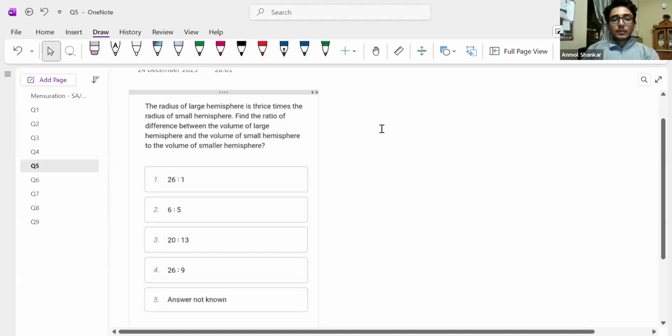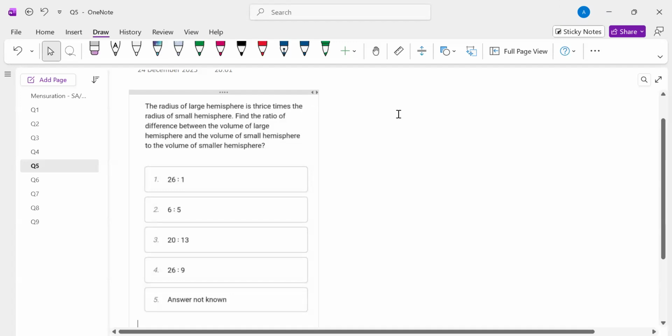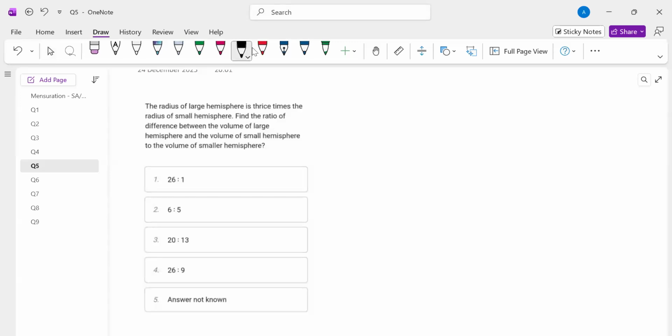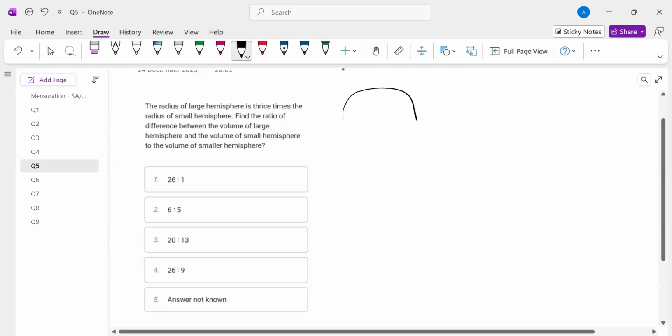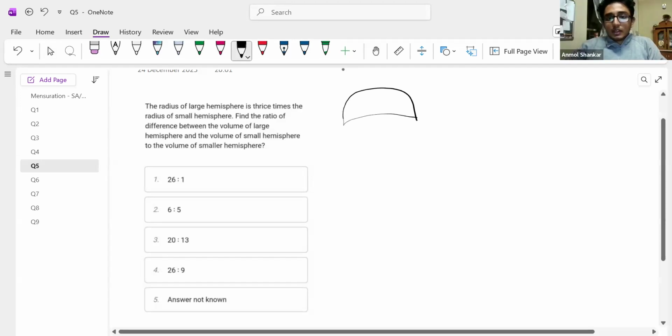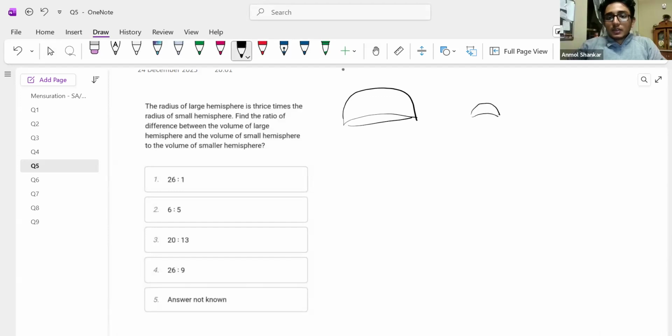Okay, so can someone read the question? This is the relatively easier question, will take less time. Tell me, Paradesh. Yes, the radius of large hemisphere is thrice times the radius of small hemisphere. Find the ratio of difference between the volume of large hemisphere and the volume of small hemisphere to the volume of smaller hemisphere. Correct. So we have one big hemisphere and we have one small hemisphere.